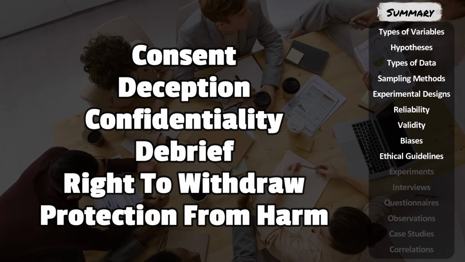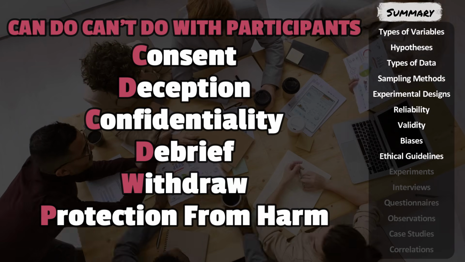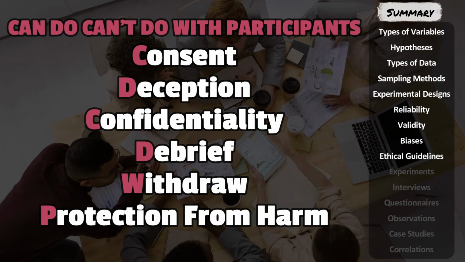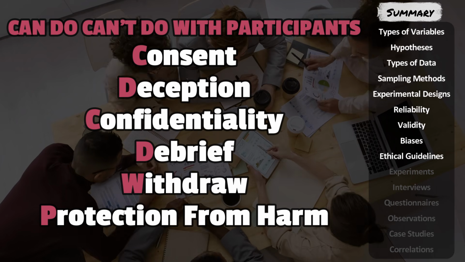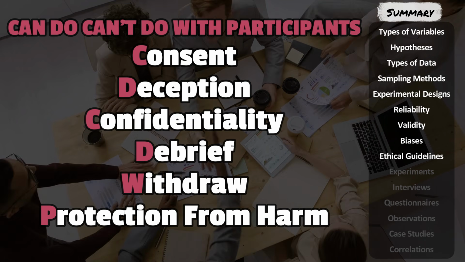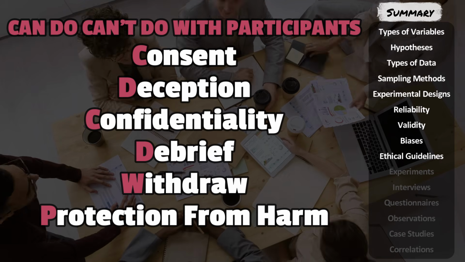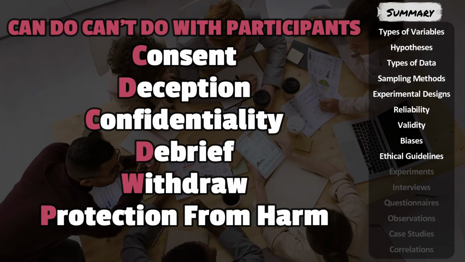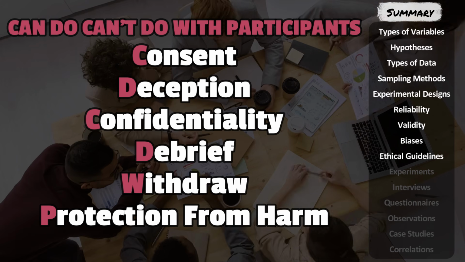Now, you may be thinking, God, that's a lot to remember. How am I going to remember all this? Well, there's an easy little way of remembering it. Can do, can't do with participants. Now, I didn't make this up, and I'm not sure where I got it from, if I'm honest. So if you do find out, please let me know, because it's absolutely amazing and I like to credit whoever's come up with it. But can do, can't do with participants is a great way of remembering the 6 ethical guidelines. As you can see, the first letter of each word stands for one of the 6 terms.